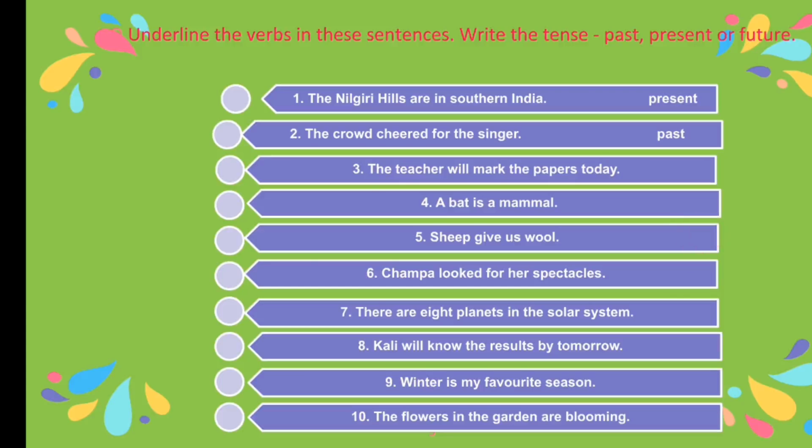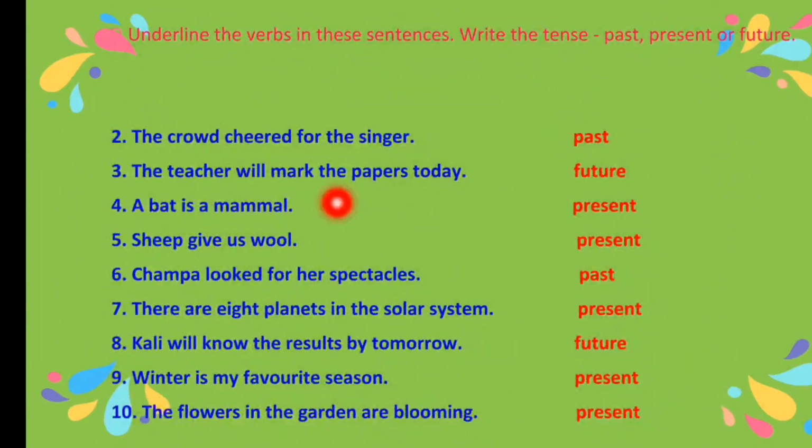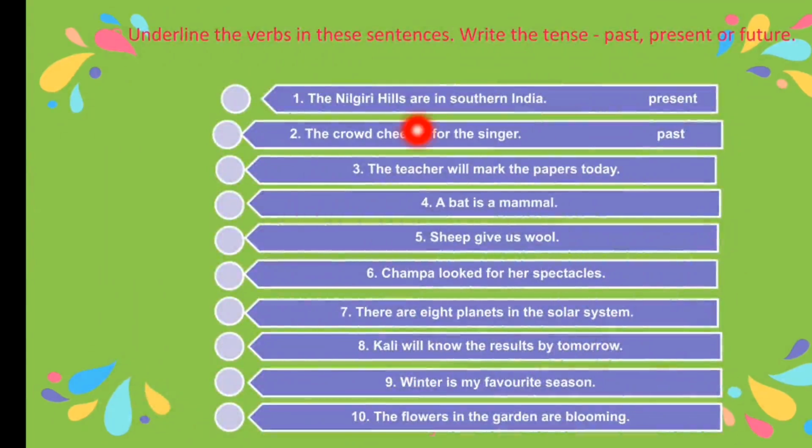Let's see. The first example they have already given: the Nilgiri hills are in southern India, right? In the Nilgiri hills are, the verb is are, so we have to underline are. It is in the present tense only.